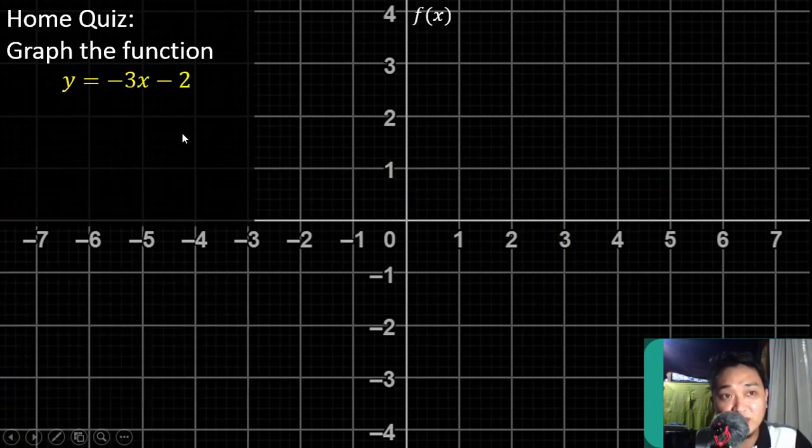Now, I'm going to leave a home quiz for you. I want you to graph this linear equation. I want you to graph y is equivalent to negative 3x minus 2.